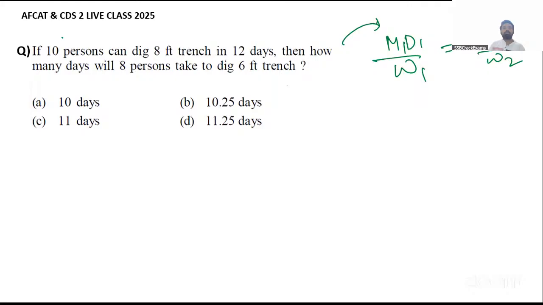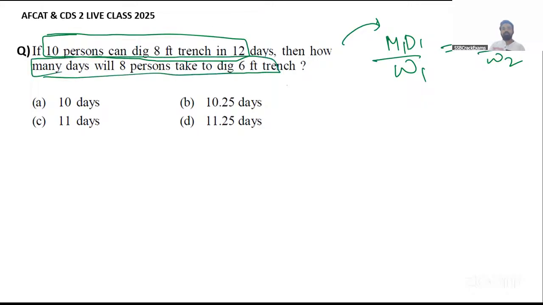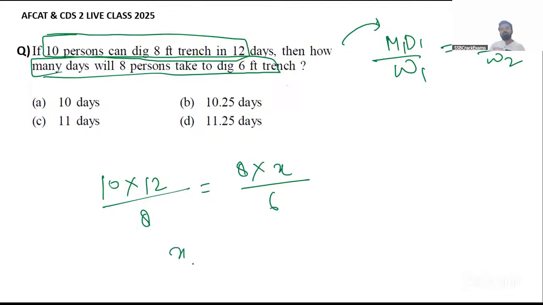You just have to take the cases. This is case one, and this is case two. In the first case, M1 is 10, days are 12, work is 8. In the second case, men are 8, days we do not know, and work is 6. What is X? Tell me.